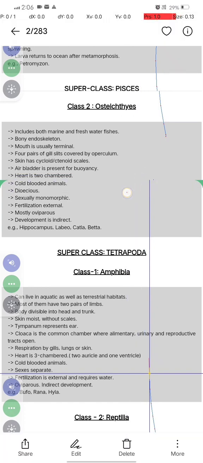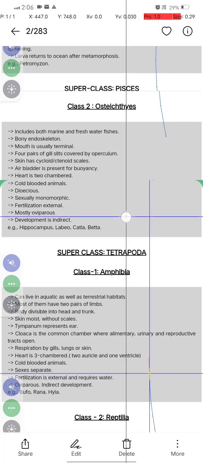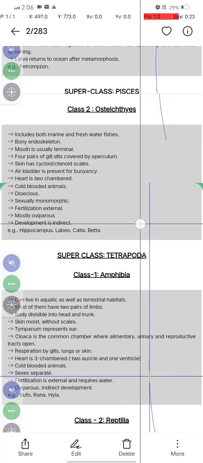chambered, cold-blooded, dioecious, and sexually reproduction, fertilization mostly external, oviparous, development is direct. Examples: Hippocampus, Labeo, Catla and Betta.